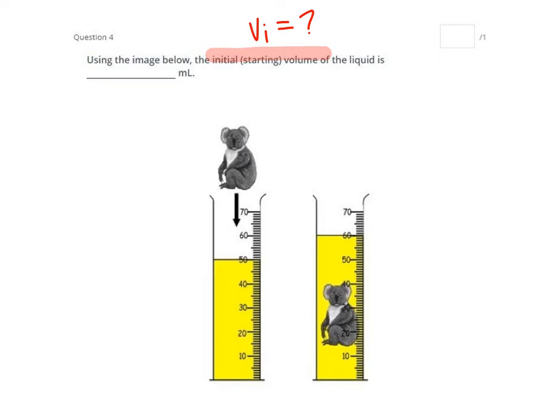So when I look at the column on the left, I see that this water or liquid seems to be at 50 right on the dot. So the starting volume is 50 milliliters.